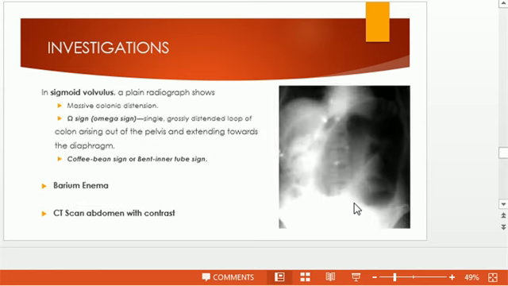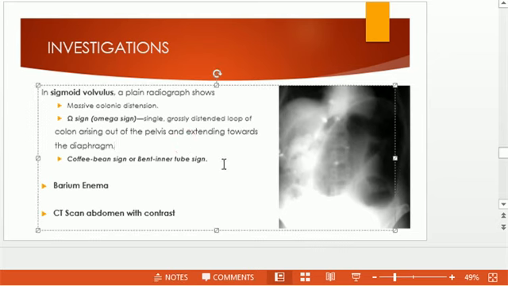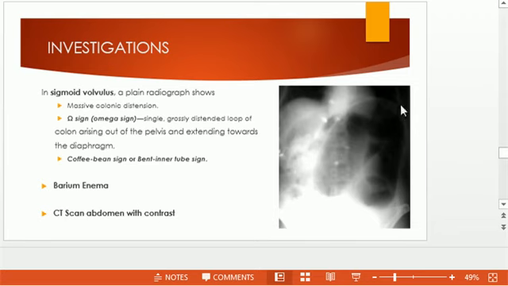In sigmoid volvulus, a plain radiograph shows massive colonic distension. Here you can see on this plain X-ray abdomen a loop of the sigmoid colon distending massively, arising from the pelvis and going up to the diaphragm. Sometimes it is called the omega sign: a single grossly distended loop of colon arising out of the pelvis and extending towards the diaphragm. Here you can see the omega sign.